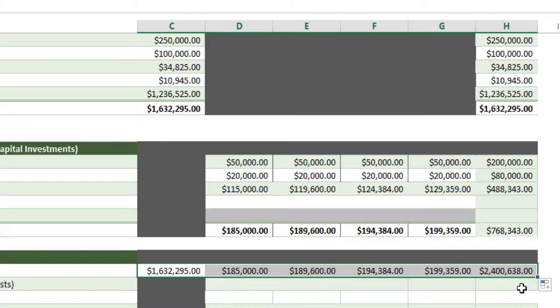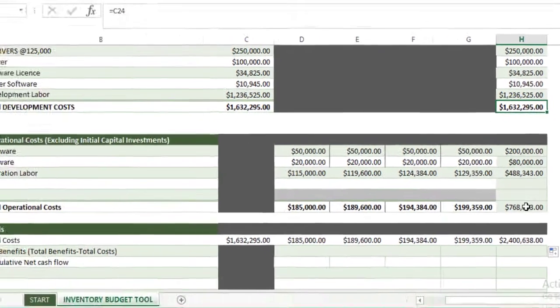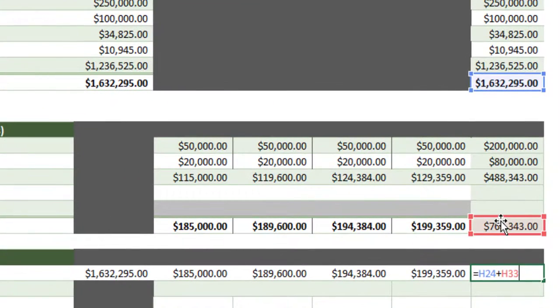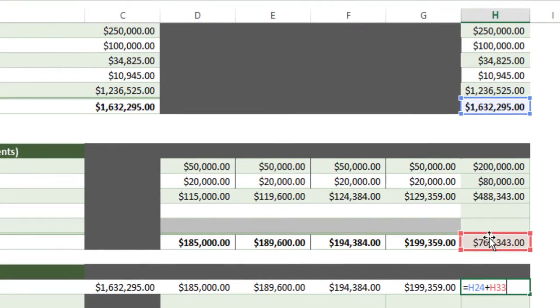So that we are able to determine that the total cost is an addition of total development costs and total operational costs. That's what gives us that value. And you can see it's addition of this cell H24, which is the total development costs, and cell H33, which is the total operational costs.